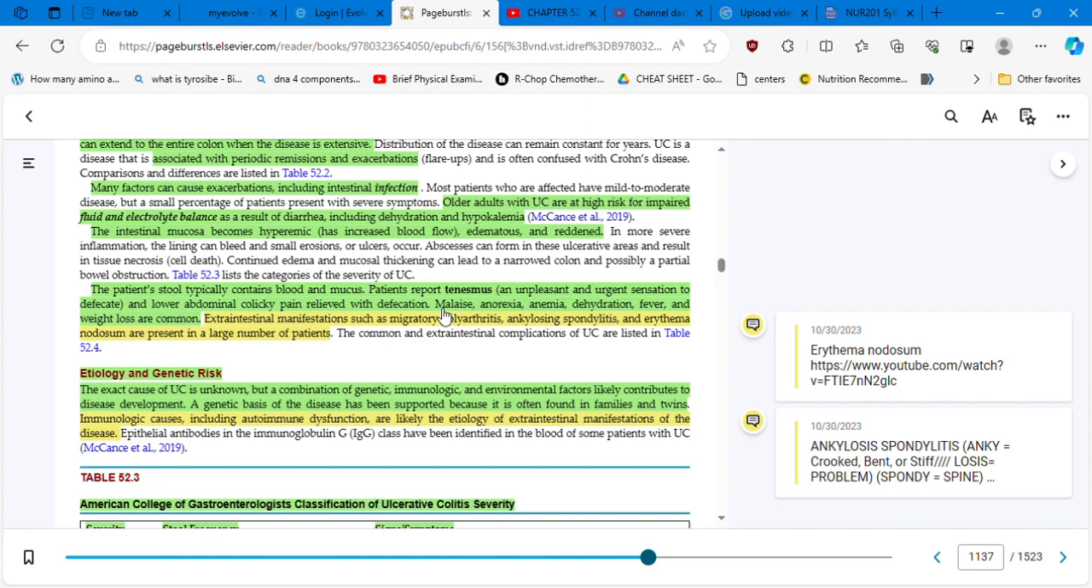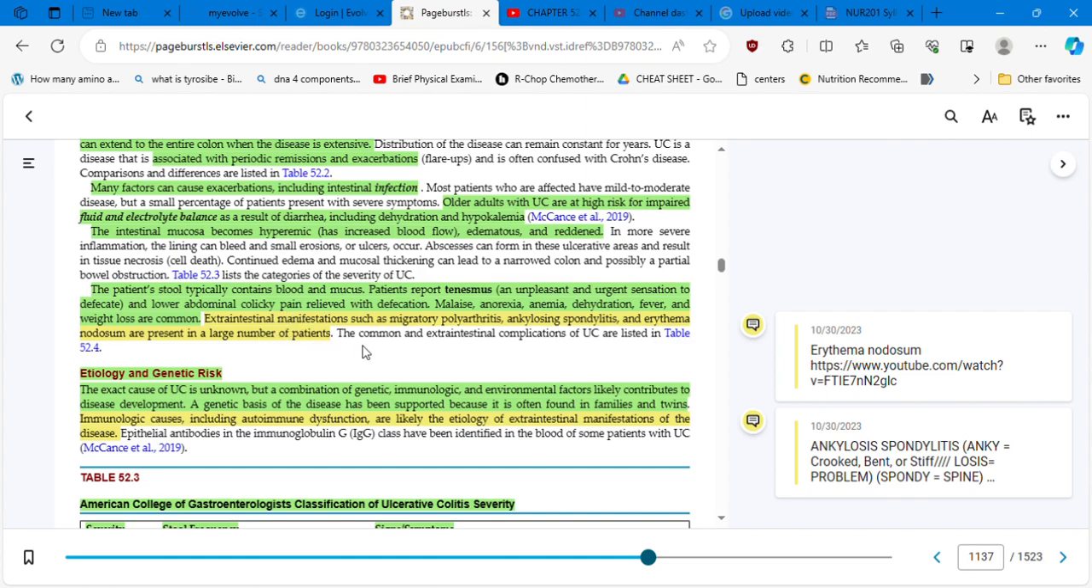Tenesmus is also a symptom that many people with constipation have, right? If you're having constipation, after you feel that you finished your bowel movement, you are still having a sensation that you need to defecate even more. Malaise, anorexia, anemia, dehydration, fever, and weight loss are common.